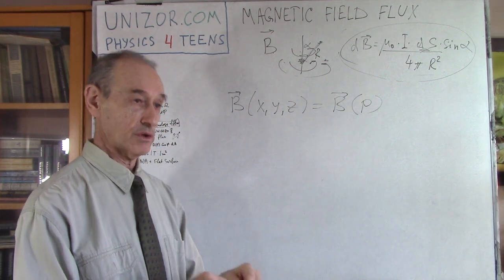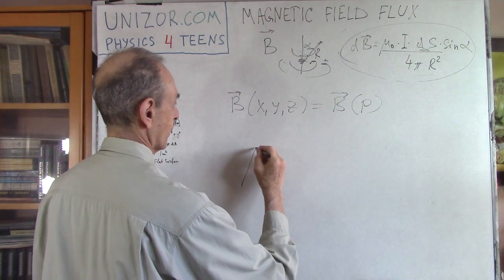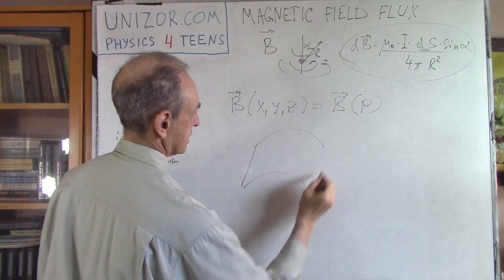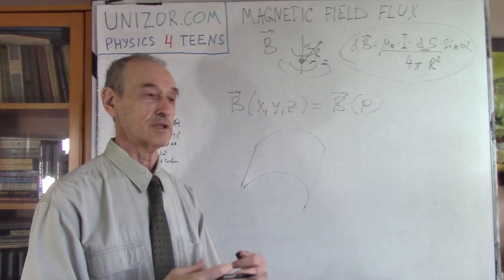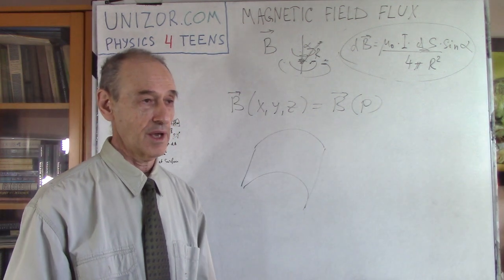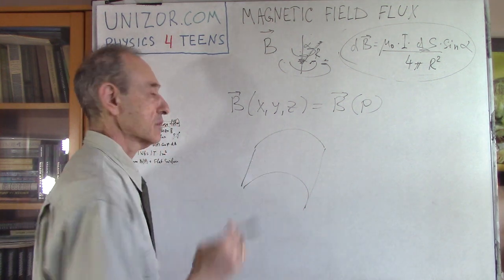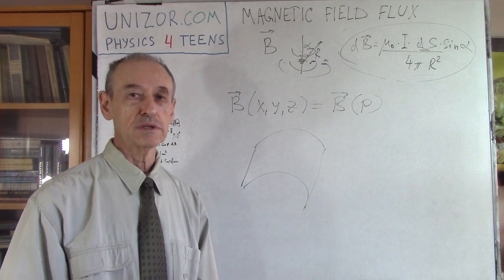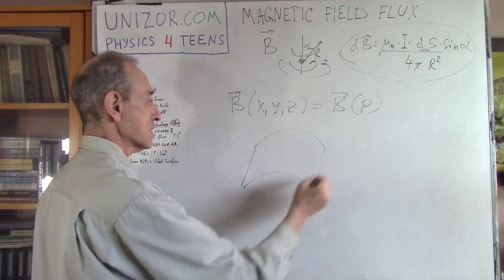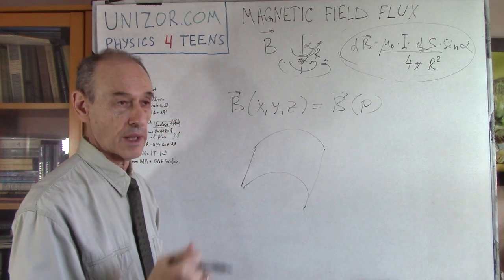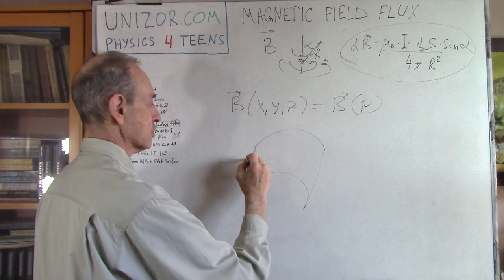Now, a general surface. Well, a general surface in three-dimensional space is, well, a general surface. I don't know how to even draw it. This is the general surface. It may be a piece of a sphere, a piece of a torus, a piece of the surface of a pear, whatever it is, it doesn't really matter. So how can we define the magnetic field flux through this surface? Well, the surface is basically part of our space, so for every point on this surface we have a vector function, right?